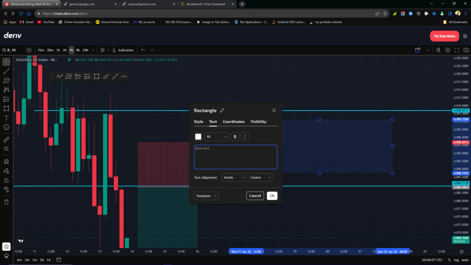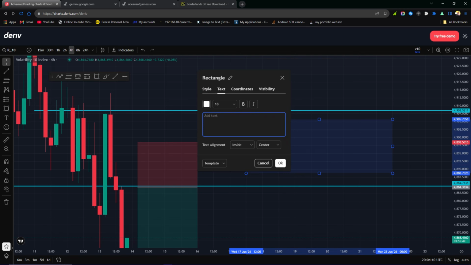So I'm going to type out the entry price and the stop loss. The entry price is 884.3834. Then you have the stop loss, which is represented by SL, which is 4898.516.